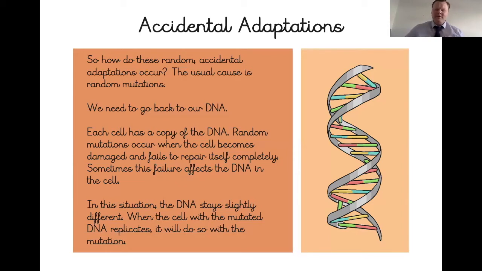And we need to go back to our DNA. That's a term you will have heard me use a number of times in class. You may have heard it when you see something on the news about science, often refers to DNA. Here's the science bit. Each cell, we've looked at cells, has a copy of the DNA. Random mutations, changes, occur when the cell becomes damaged and fails to repair itself completely. And sometimes this failure affects the DNA in the cell. In this situation, the DNA stays slightly different.